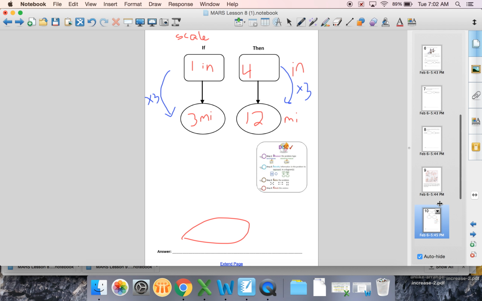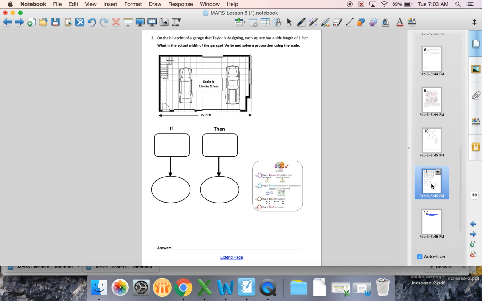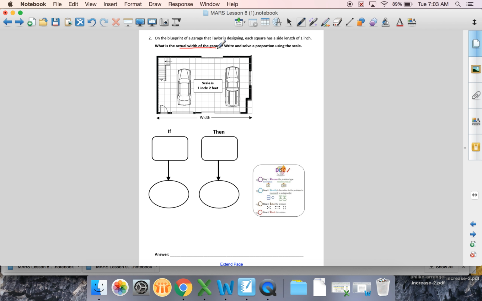All right, last problem that we're going to do. I'm going to start it, you're going to finish it. On the blueprint of a garage that Taylor is designing, each square has a side length of 1 inch. What is the actual width of the garage? Write and solve a proportion using the scale. So here we have our scale. If 1 inch is equal to 2 feet, we need to figure out the actual width here.